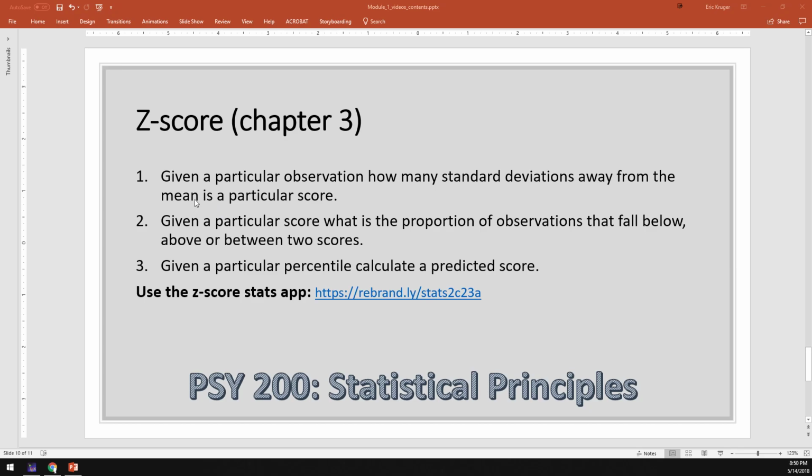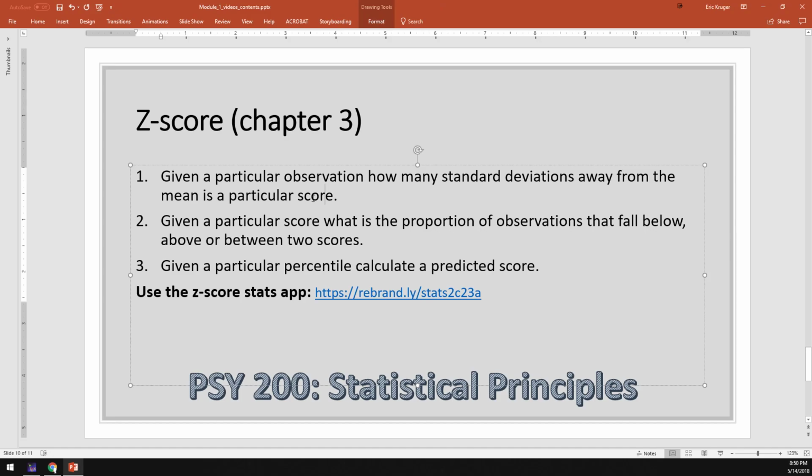The first is, given a particular observation, how many standard deviations away from a particular mean is that score, or in other words, how many z-scores away from the mean is a particular score.